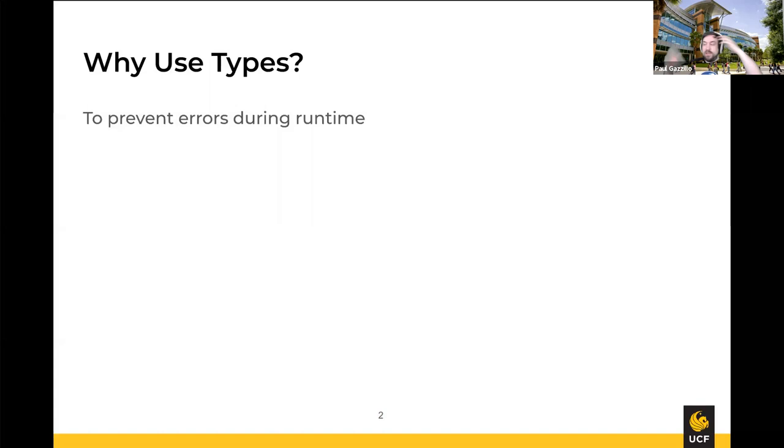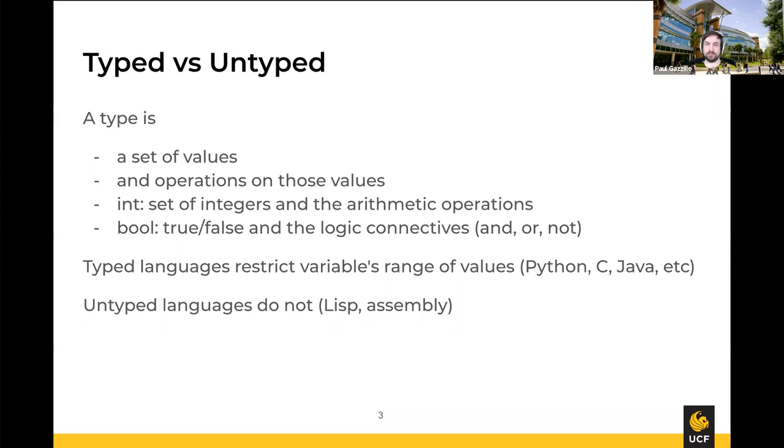So strictly speaking, the core reason to use types is that it actually prevents runtime errors when the program runs. And to see why that is, let's look at what typed versus untyped really means. Formally, a type is really just a set of values, a range of possible values that a symbol can take at runtime, coupled with the set of operations on those values.